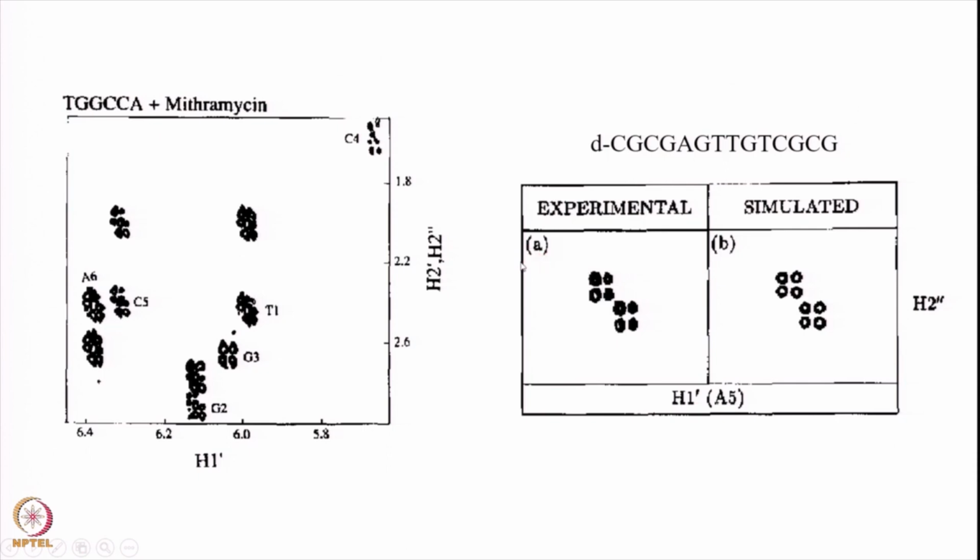Okay. Now this is a complex with some drug, and one can study what happens when the drug is binding, whether there is a change in the sugar geometry as a result of the binding of a particular drug and so on. So this is a particular application to demonstrate that there is a change in the coupling constant. The sugar geometry actually changes from C2 prime endo to C3 prime endo when this happens.